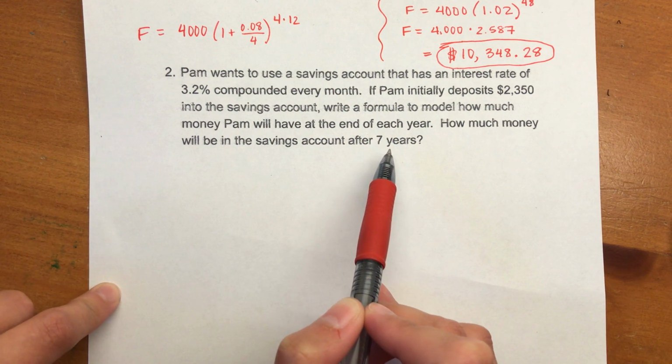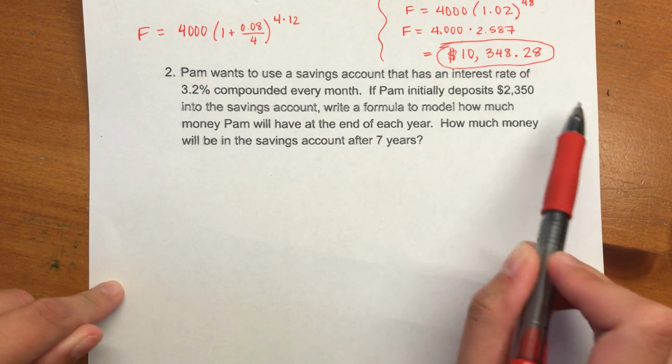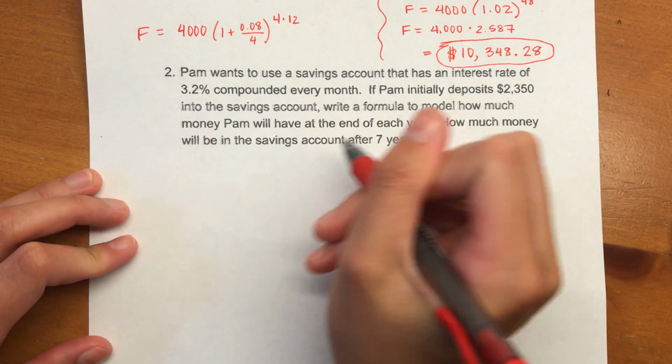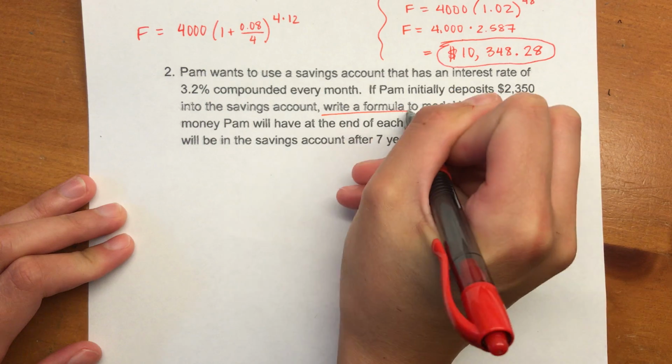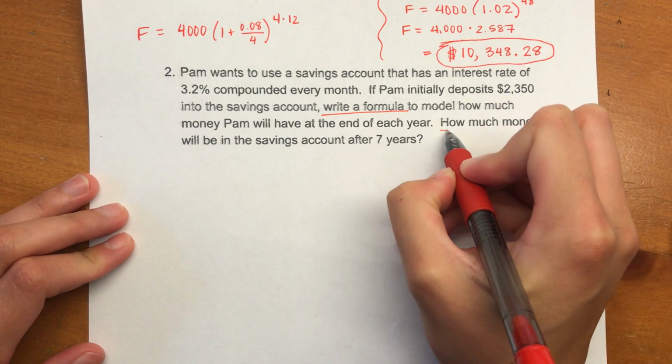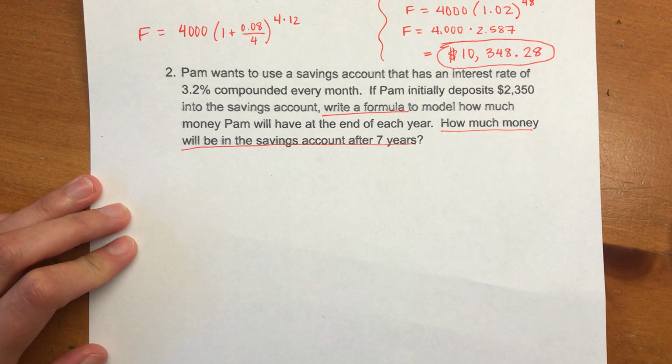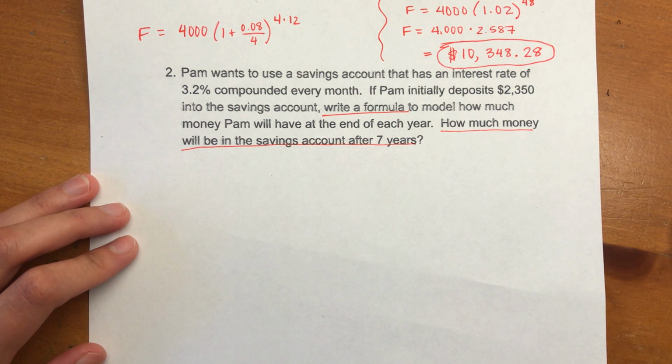Okay, so we've got a lot of information here. I'm going to underline my question. First they say write a formula, and then I'm going to be asked to find how much money will be in the savings account after 7 years. Okay. Then I'm going to circle my numbers.